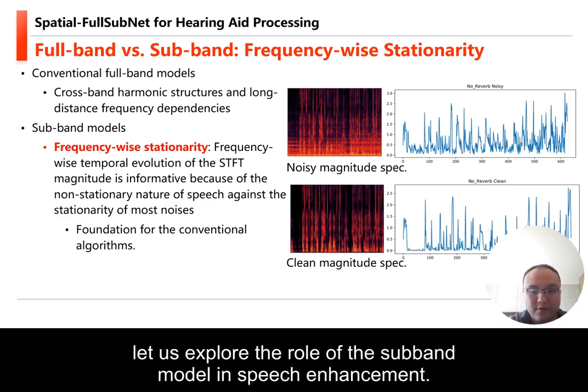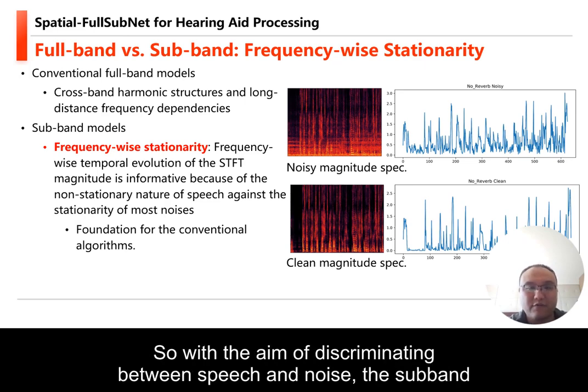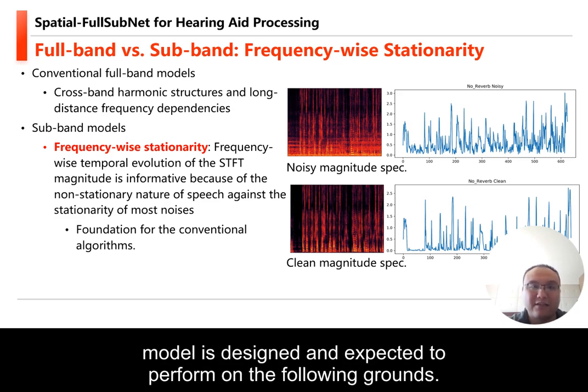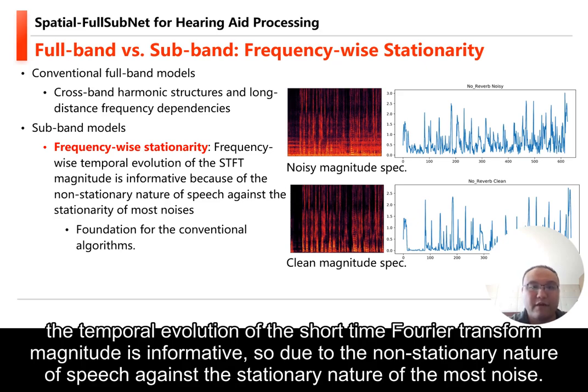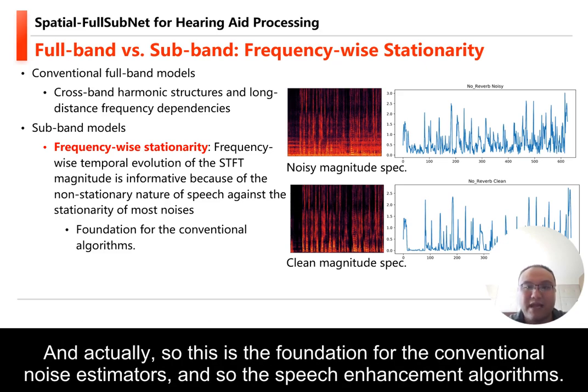Let us explore the role of the subband model in speech enhancement. With the aim of discriminating between speech and noise, the subband model is designed and expected to perform on the following grounds. First, the frequency-wise temporal evolution of the short-time Fourier transform magnitude is informative, due to the non-stationary nature of speech against the stationary nature of most noise. Actually, this is the foundation for the conventional noise estimators and speech enhancement algorithms.